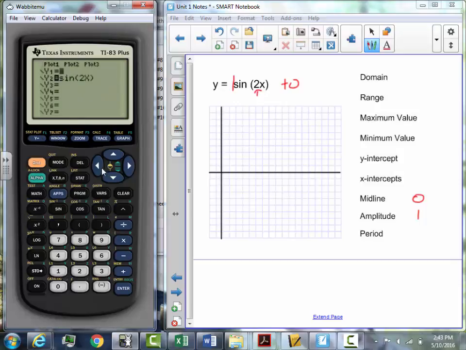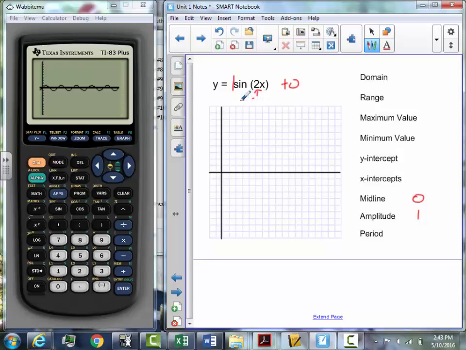Watch what happens when I make this number a 3. Now it goes up and down 1, 2, 3 times. Watch what happens when I make this number a 5. I'm sure you can guess. The graph's going to go up and down 1, 2, 3, 4, 5. Does that make sense? This number right here changes the frequency of the graph.